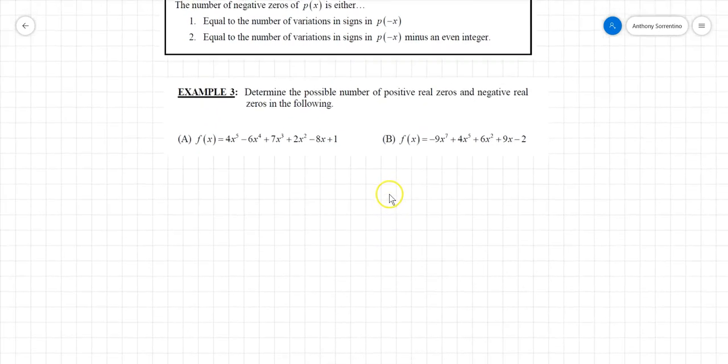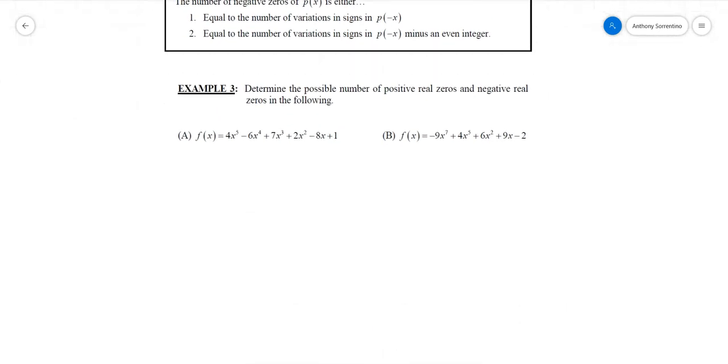So with A, when I look at f of x, now I have a 4 that's positive, so it goes from a positive term to a negative. That's one sign change. Then it goes from a negative to a positive. That's another sign change. So I'm up to 2 sign changes.